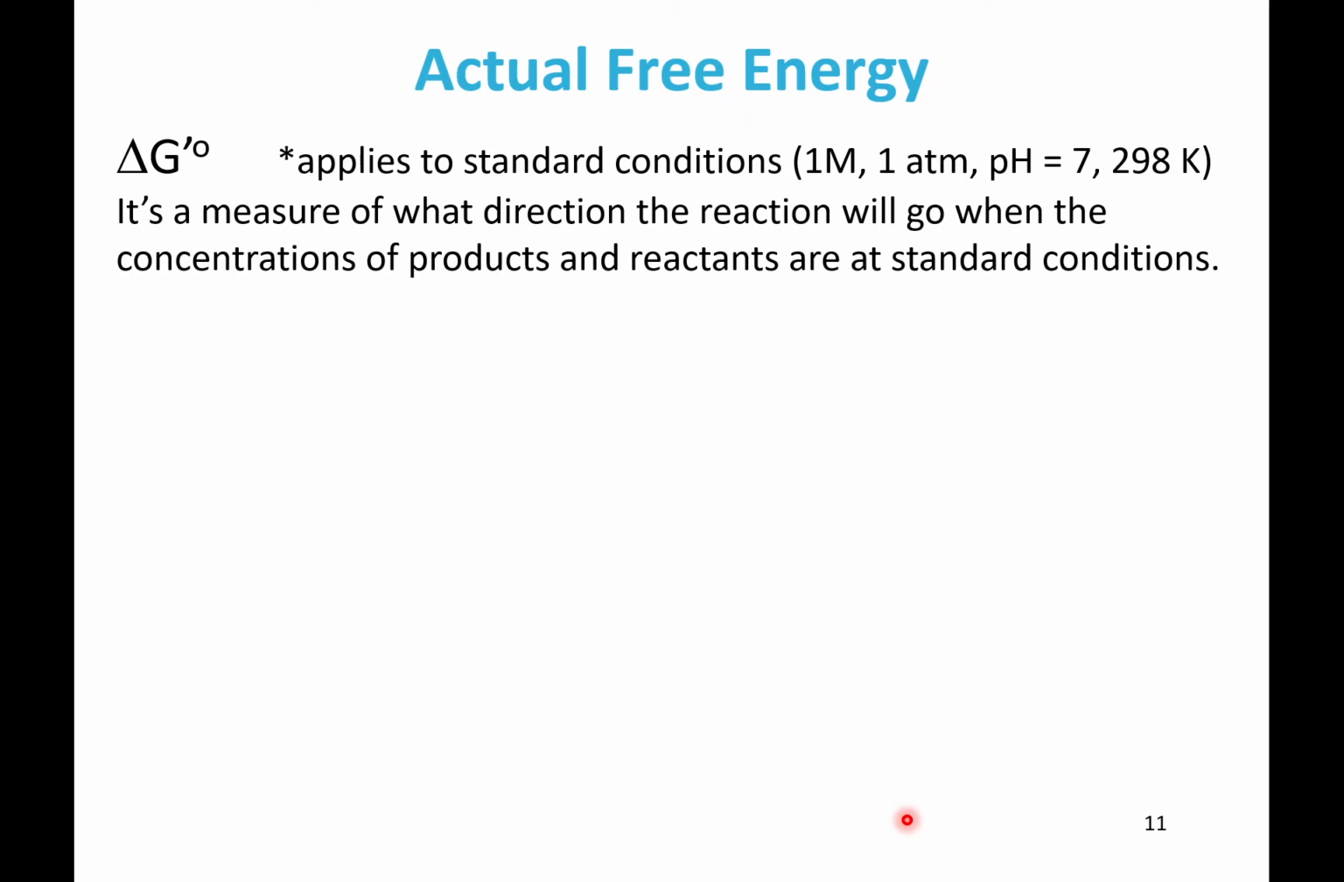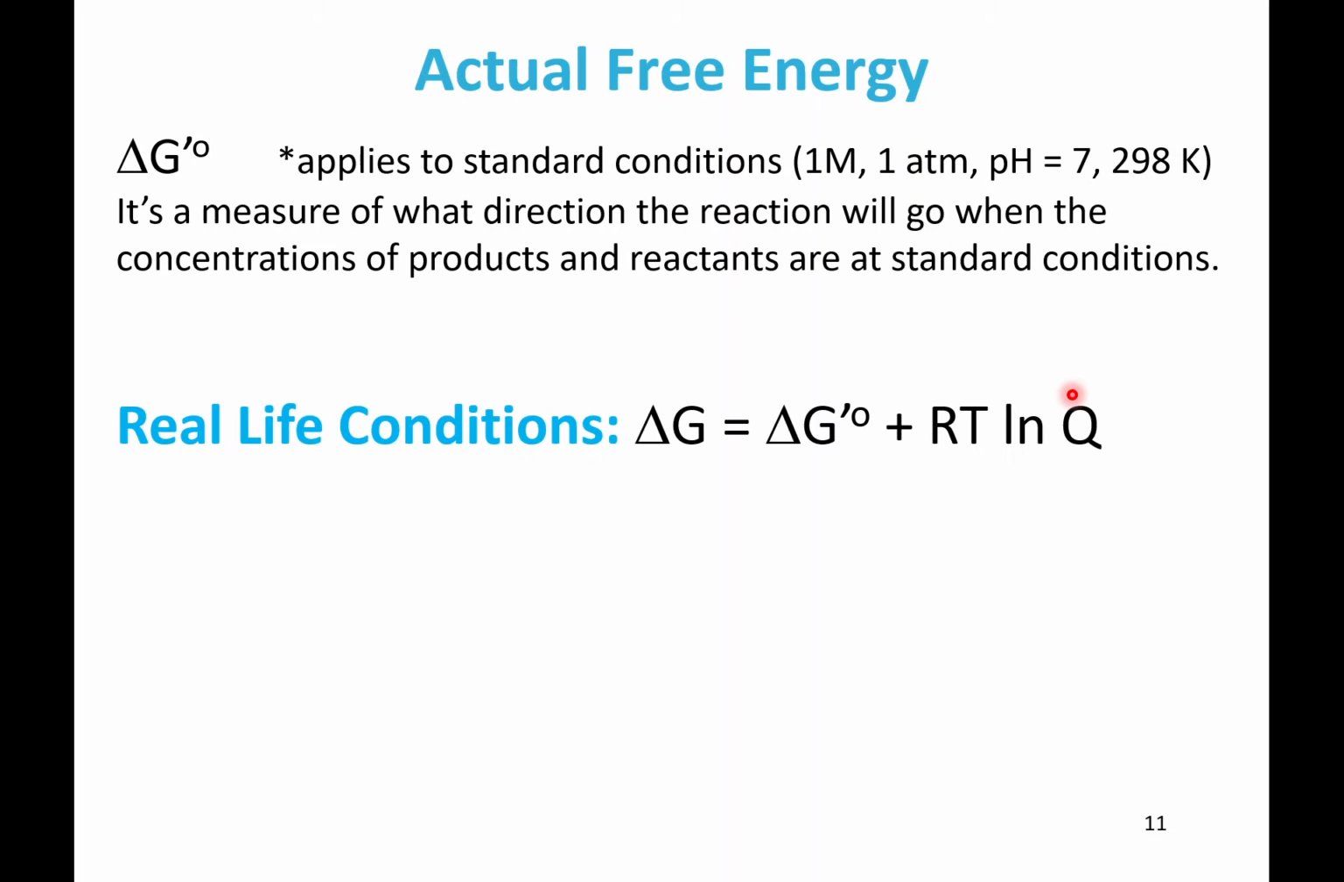So actual free energy, the delta G naught prime, applies to standard conditions. That's what the superscript 0 implies: standard conditions. Standard conditions are 1 molar of your products and reactants, 1 atmosphere, pH 7, and 298 Kelvin. So it's a measure of what direction that reaction is going to go when it's at standard conditions.